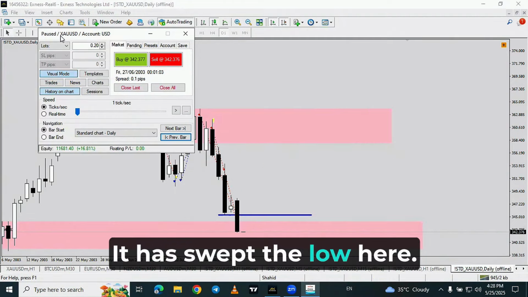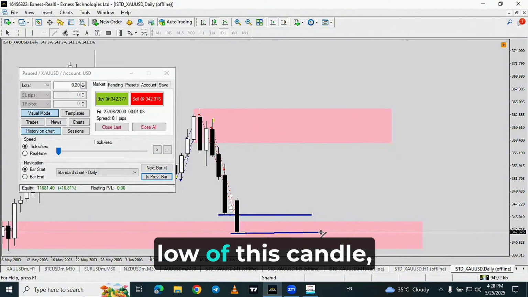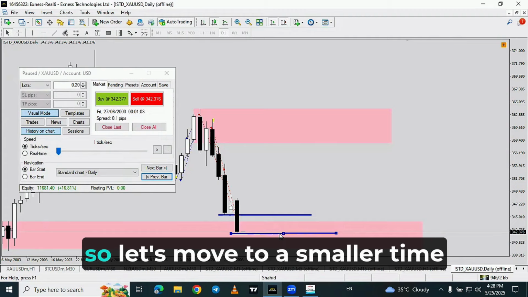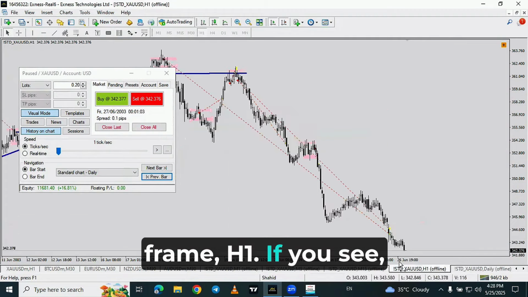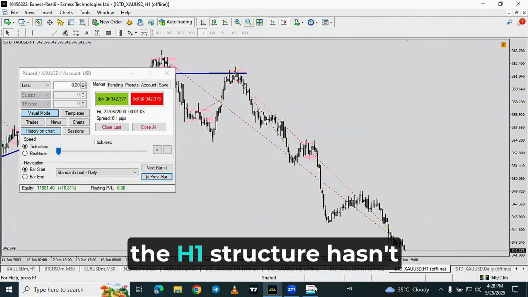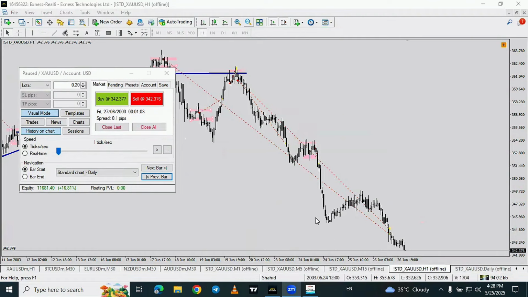It has swept the low here. If the market sweeps the low of this candle, it will be another confirmation for us. We are near our entry zone, so let's move to a smaller time frame, H1. If you see, no structure has shifted yet. If you look here, the H1 structure hasn't shifted yet.